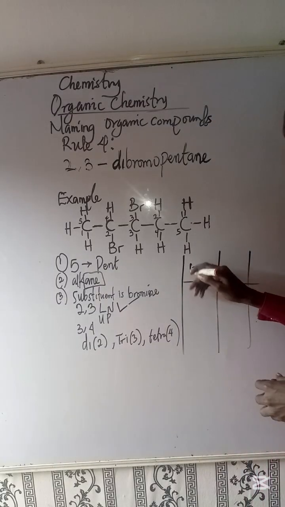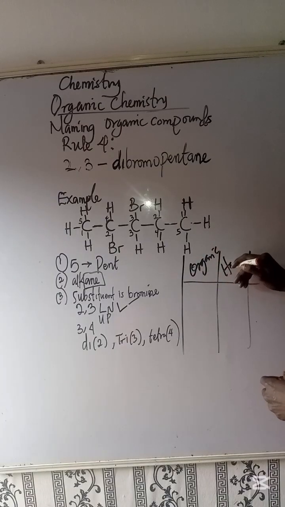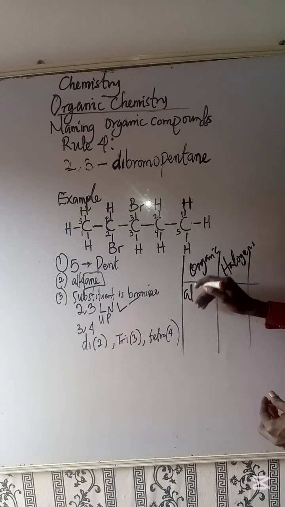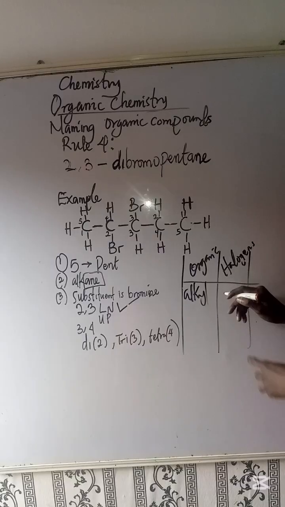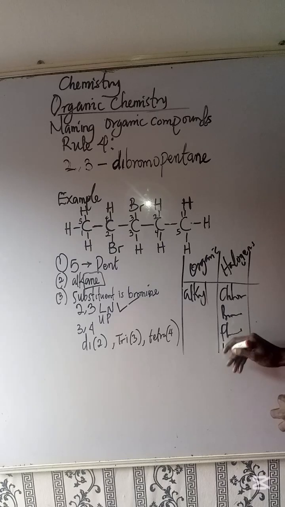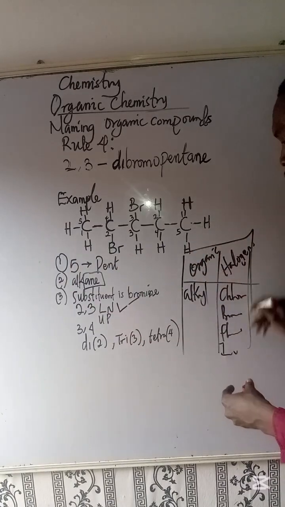Of course, substituents in organic compounds can be 2 kinds. They are either alkyl groups or halogens. So these are the 2 substituents that we normally have. Our organic compounds are our alkyl, while our halogens can be chlorine, bromine, fluorine, or iodine. So we will look at more of these substituents in the next video.